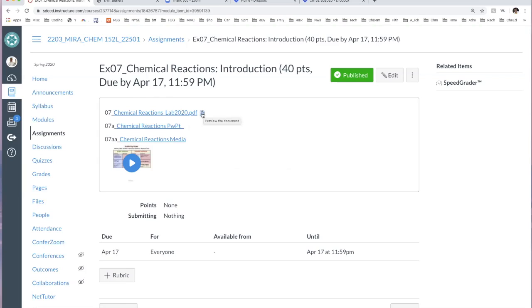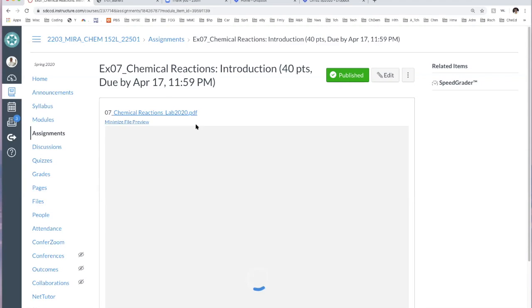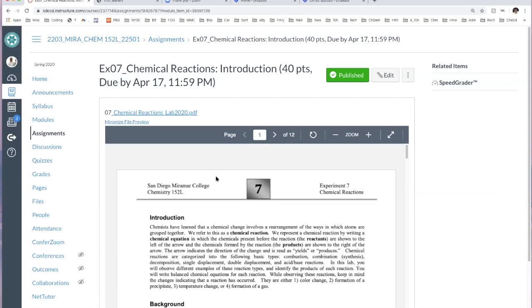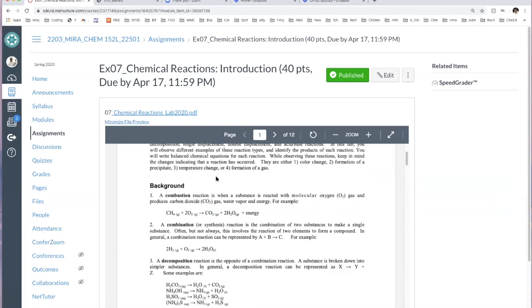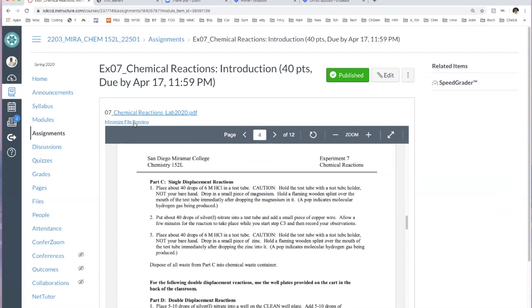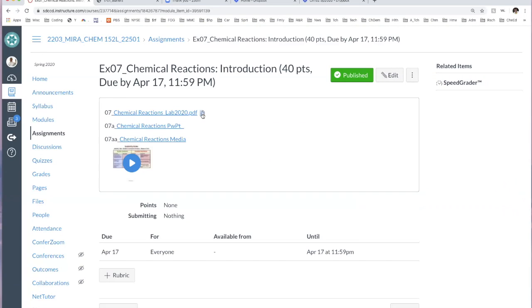This first part right here is just a description of the experiment. It's basically the PDF of the entire experiment as found in your lab manual. Okay, so you could always do a preview by clicking on this little icon. Let me see if I can blow this up further.